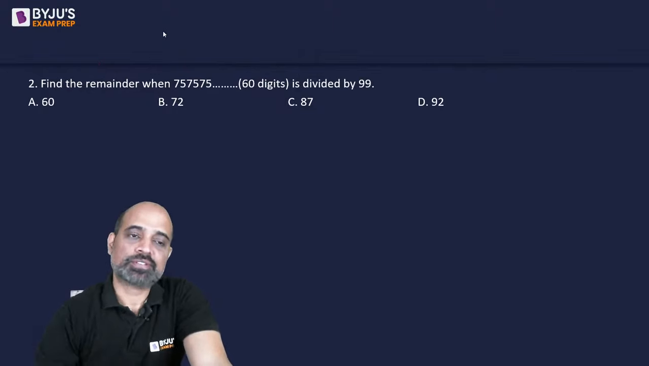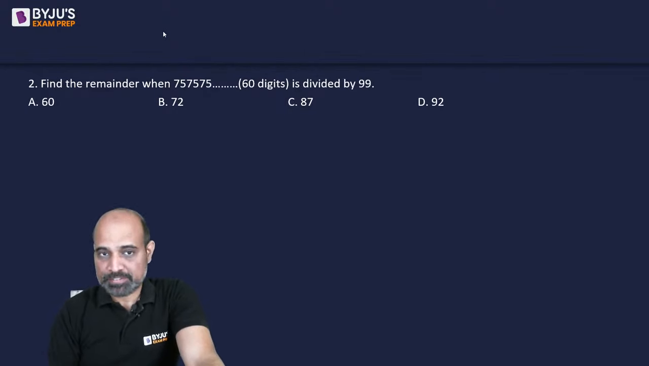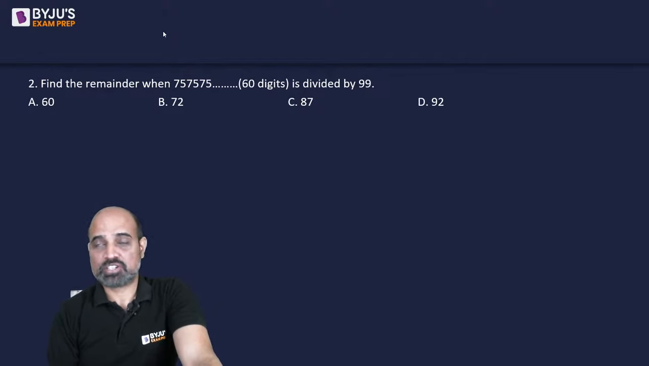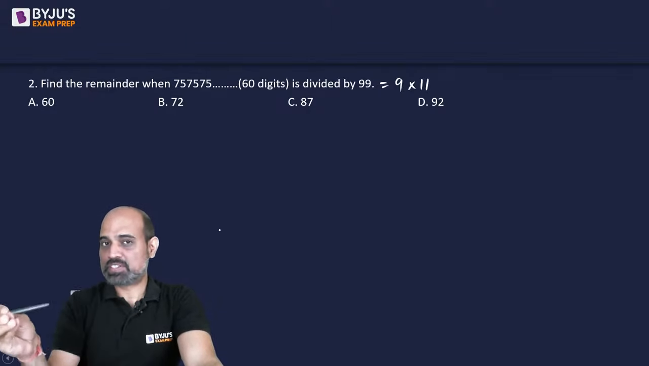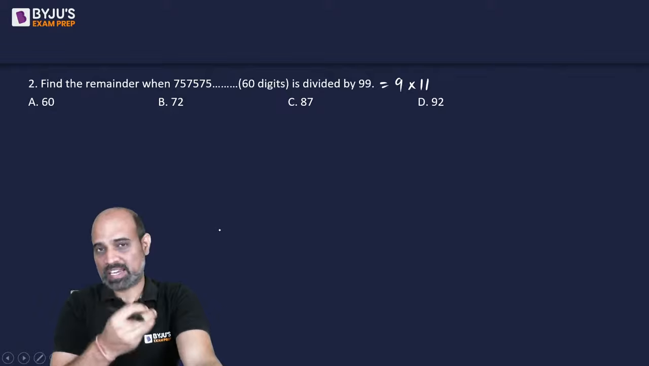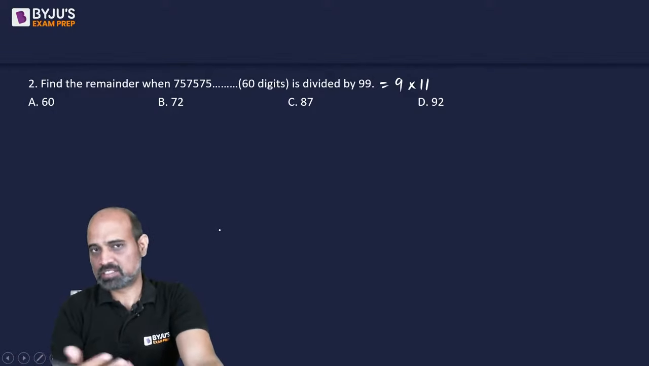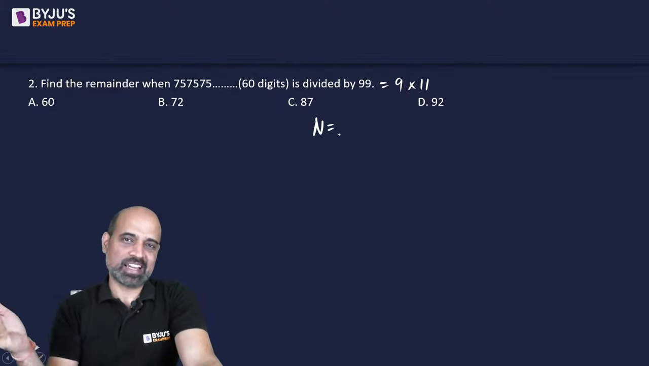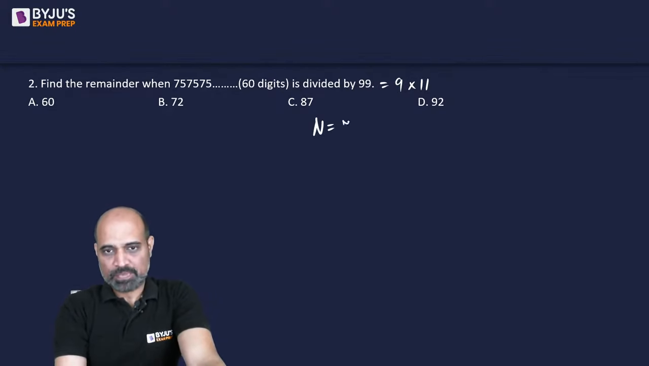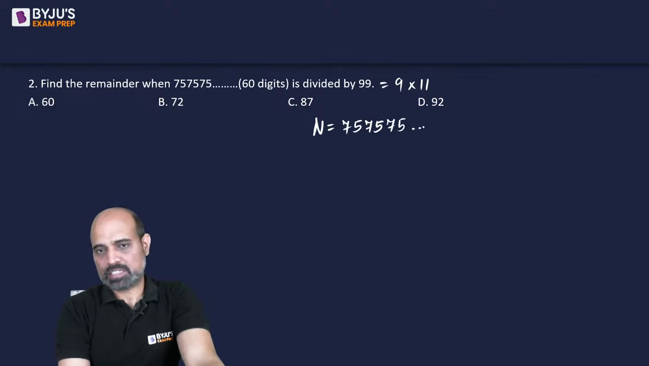Let's go to the second question. Find the remainder when 757575... 60 digits is divided by 99. Now this is a question based on CRT, Chinese remainder theorem. So 99 can be broken down as 9 into 11. So we will divide 757575 by 9 and then we'll divide it by 11. What I will do is I will not always take n is equal to 757575. Once we call it n, every time we say n, it will mean the same thing, right?